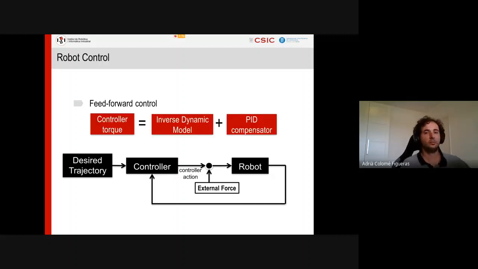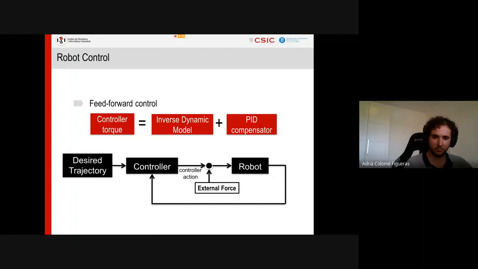So basically, when we build a controller, we have our desired trajectory, and we are comparing the robot state. We build a controller, and this controller action is sent to the robot. Also, there can be external forces acting on the robot. And in the case of feed-forward control, the controller torque that we send to the robot is a nominal dynamic model of the robot plus a PID compensator. This nominal dynamic model is an approximation of the dynamics of the robot.